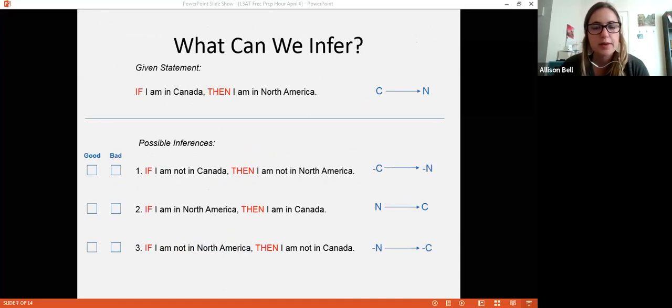All right, so one of the things that the LSAT will test you on is, if I am given a conditional statement like this one, what else can I logically infer based on that statement? So I'm going to ask you all to take a look at these three possible inferences that someone might try to make based off the statement. If I am in Canada, then I am in North America. And I want you to decide if each of them is a good inference or a bad inference.